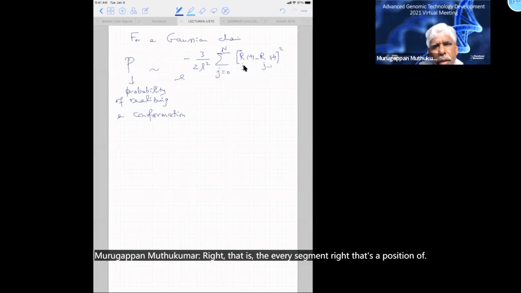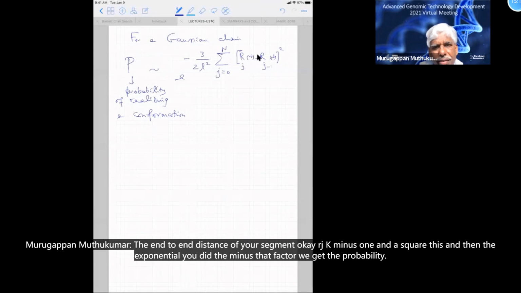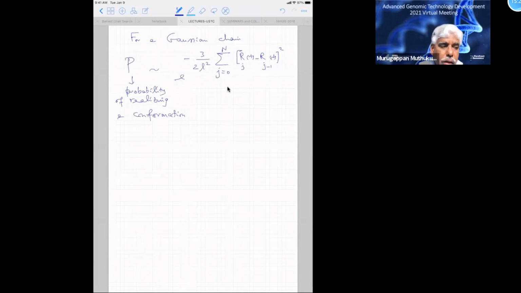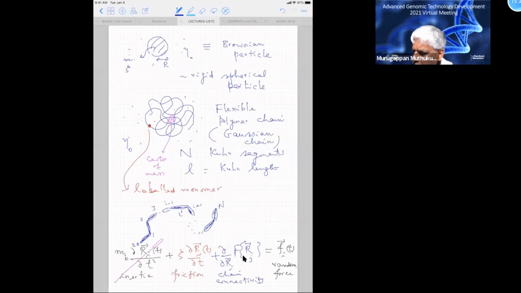That is every segment, right? That's a position of the end-to-end distance of a segment. Okay, Rj minus 1, and you square this, and then with the exponential e to the minus that factor, we get the probability. And therefore, we also calculated the free energy of this. Therefore, the free energy that we are looking at, which I wrote down here, this is the free energy.